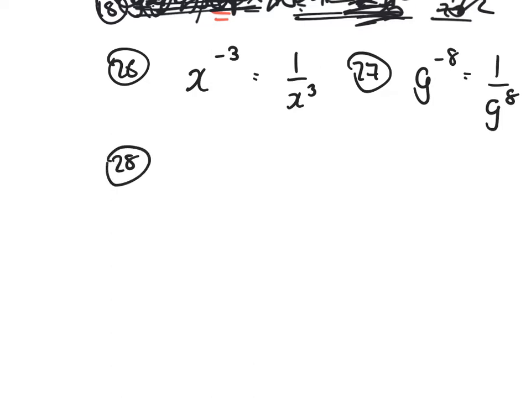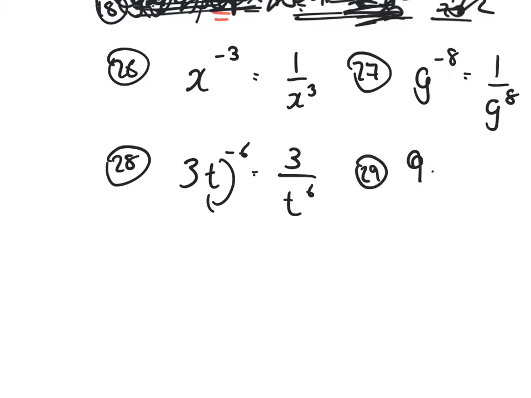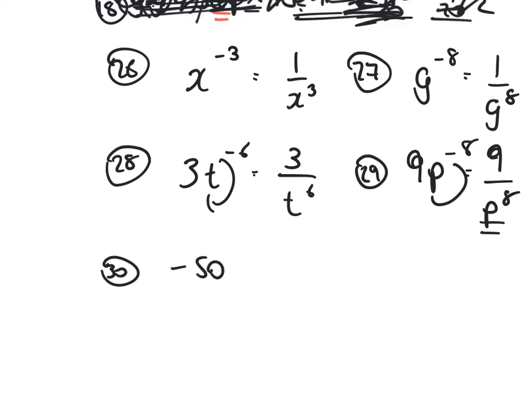Example 28, 3t to the minus 6. Well, if I bring that back down, that's 3 over t to the power 6. Example 29, 9p to the minus 8. Bringing that back down, that can be written as 9 over p to the 8. Example 30, minus 50 q to the minus 6. Bring that back down, minus 50 over q to the positive 6.